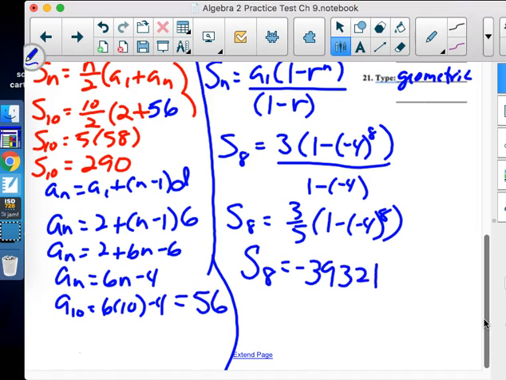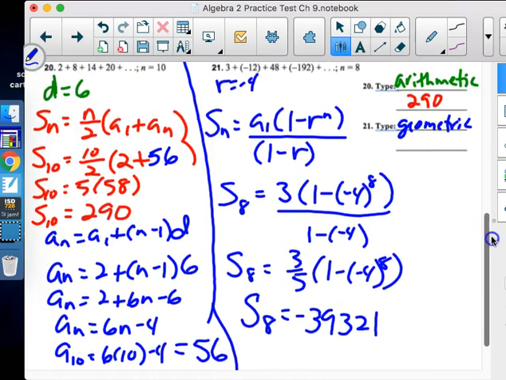Makes me a little nervous. That's a rather large negative number, isn't it? Should it have been? You're multiplying by negative 4 every time. Yeah, it should be. All right, we're closing in on it.